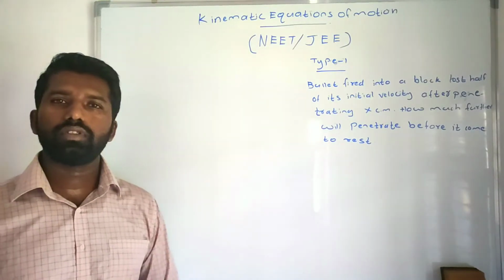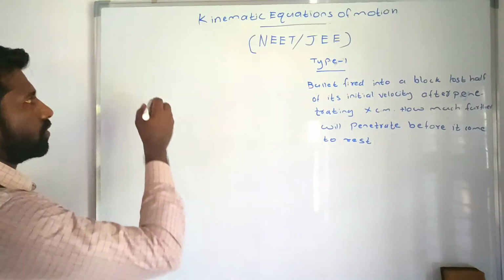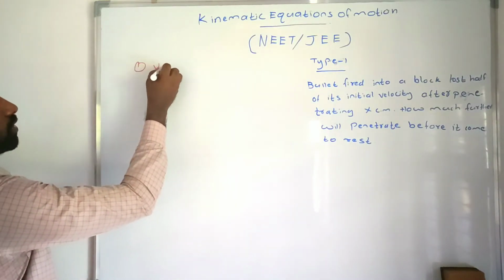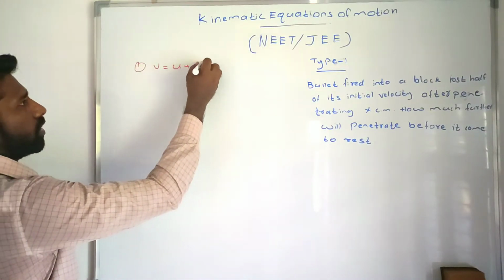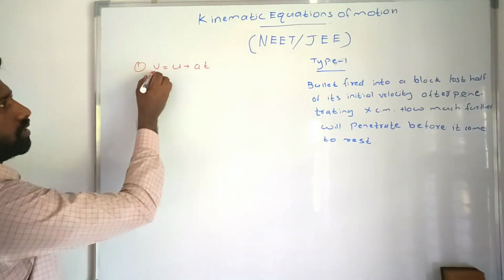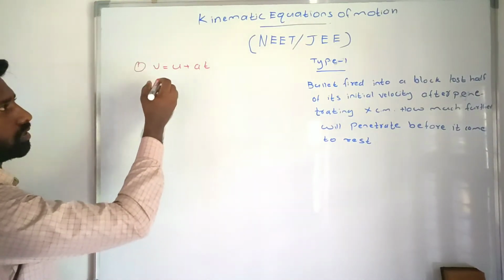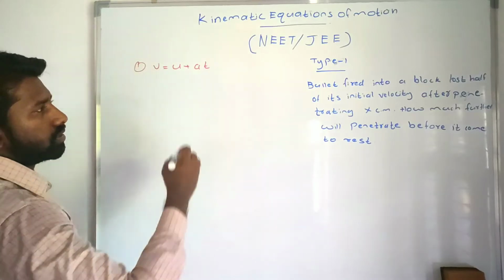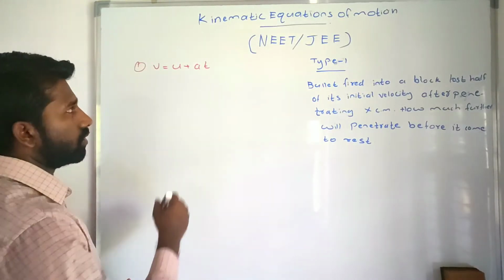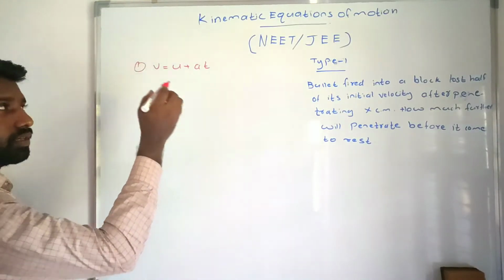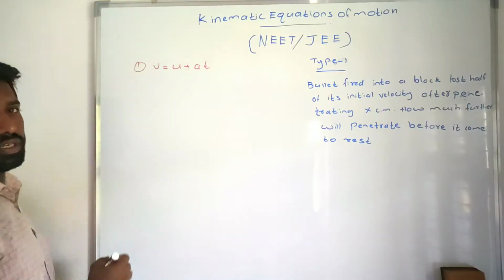The first equation of motion is v = u + at. What is v? v is the final velocity, u is the initial velocity, a is the acceleration, and t is the time. It is the velocity after time t.